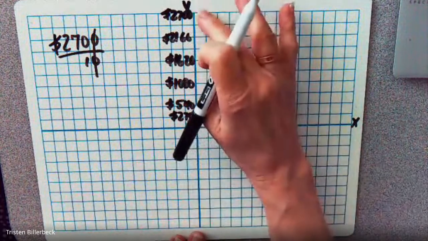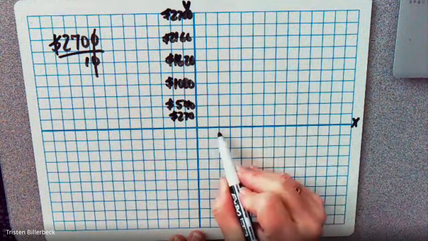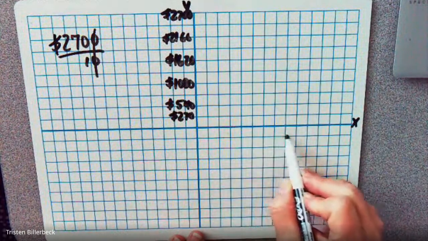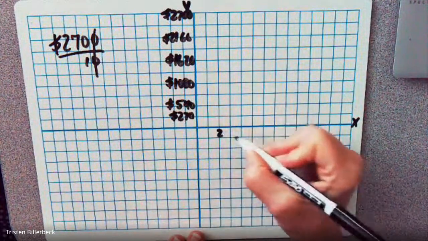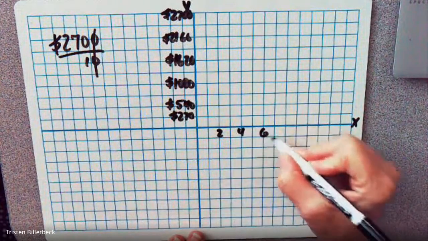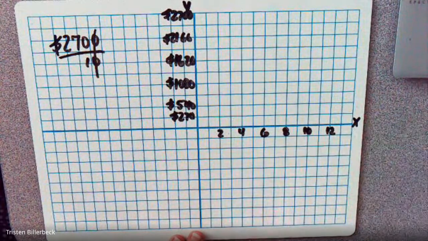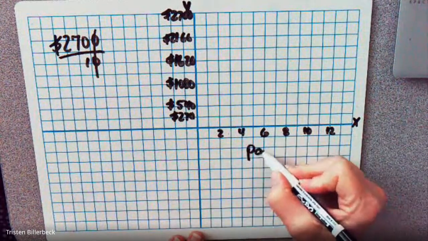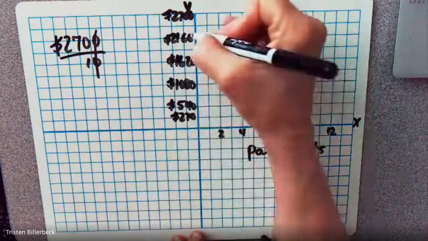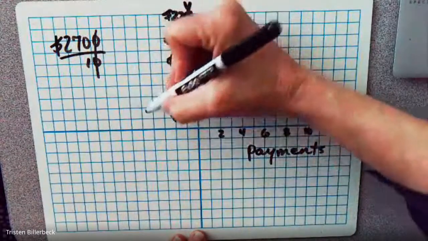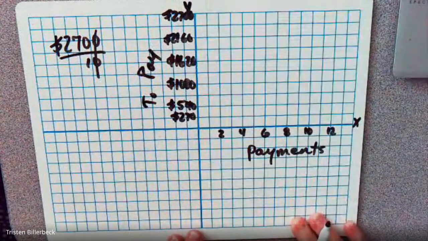Okay, so we want to pay that amount by 9 months. So we have 1, 2, 3, 4, 5, 6, 7, 8, 9, 10, 11, 12, 13, 14. We don't need to use all these spaces, but we can do 2, 4, 6, 8, 10, 12, and call it that. So these are going to be the payments that we make, and these are the dollars we need to pay. So we should understand what these are.